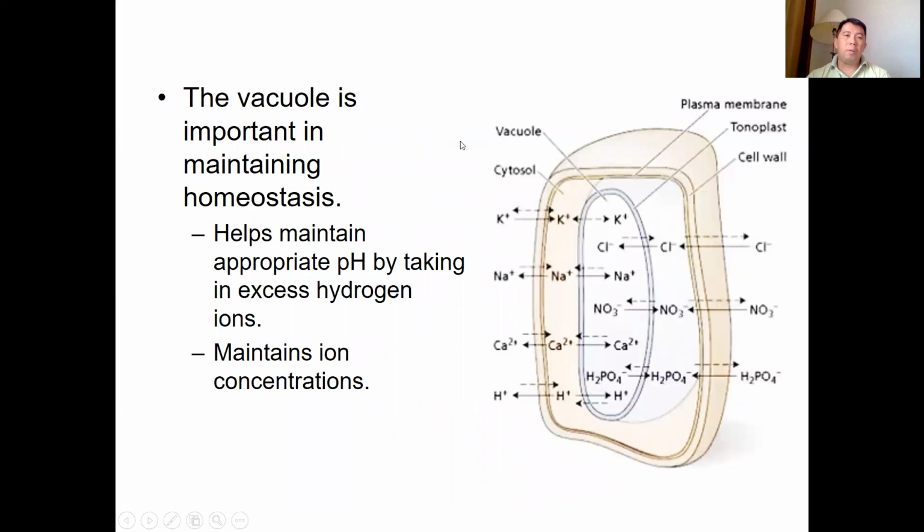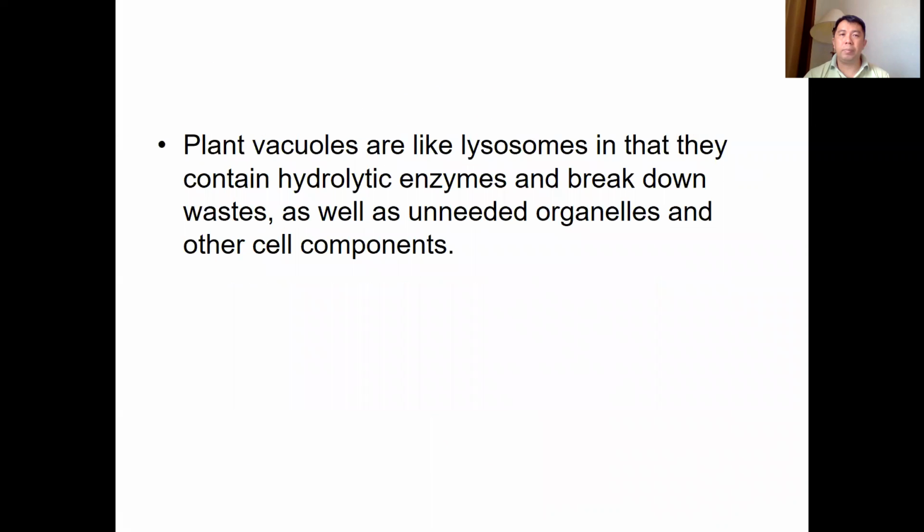The vacuole is important in maintaining homeostasis as well. It helps to maintain the appropriate pH by taking in excess hydrogen ions into the vacuole, and it also maintains ion concentration, either by taking ions in or transporting them out of the vacuole.